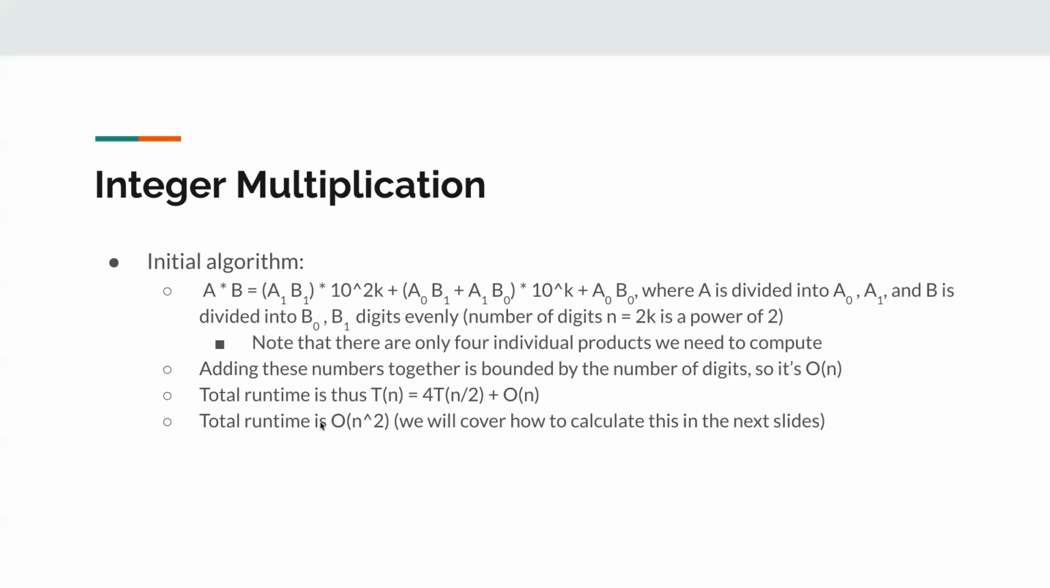In this slide we just see that from this recurrence we can tell that the total runtime is O of n squared. But we'll cover how to calculate that in the next slide. Right now the important thing is coming up with this inductive recurrence formula for the running time, and then we'll go over in more detail how to calculate that.